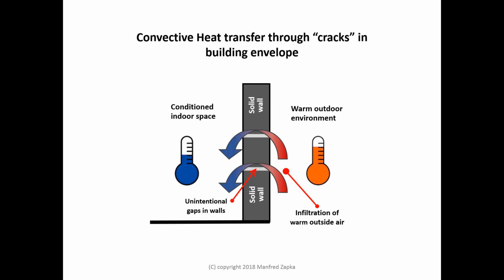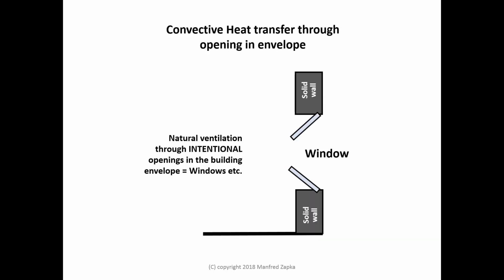To lower the intrusion of warm air, the building envelope must be properly sealed. In this case, the warm air enters from the outside to the indoor space through intentional openings such as windows.